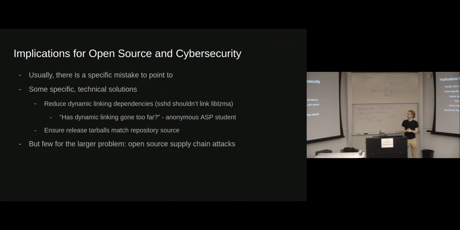There are some specific technical solutions, but they're kind of tailored to this specific attack. One of them is one that we talked about before. We could just reduce our attack surface. We can reduce dynamic linking as much as we can. We can also ensure that these release tarballs match the repository source. This whole autoconf, autotools thing is kind of a holdover, I think, from older eras of software development. It doesn't need to be that way anymore. And so having more verification that the tarball you're downloading is actually representative of the Git repository, and not just trusting the maintainer, is another specific thing.